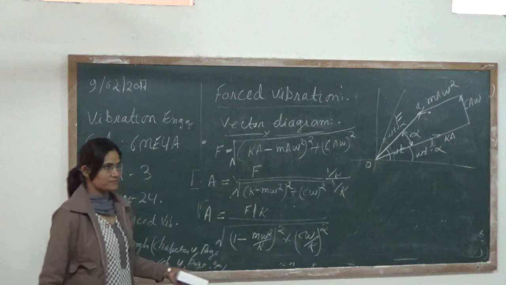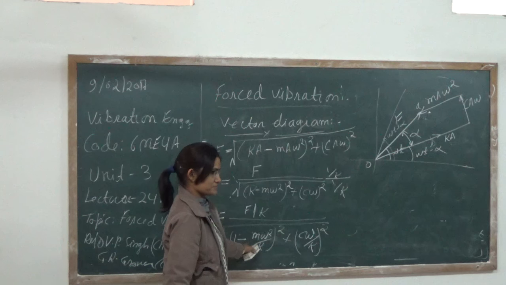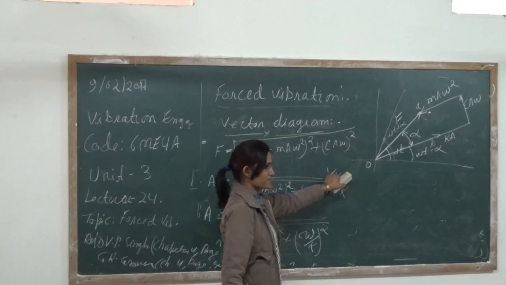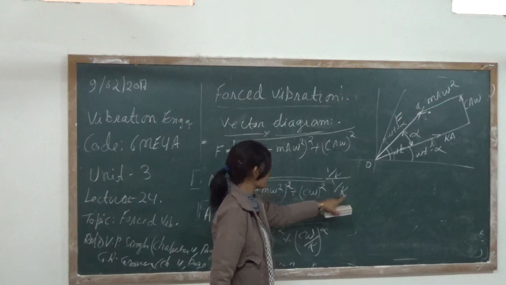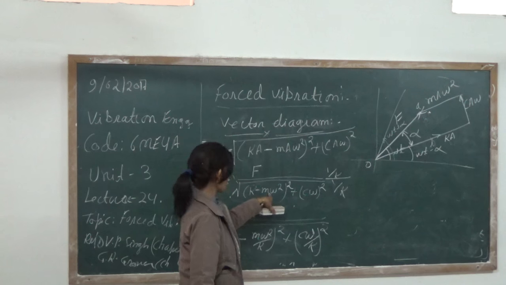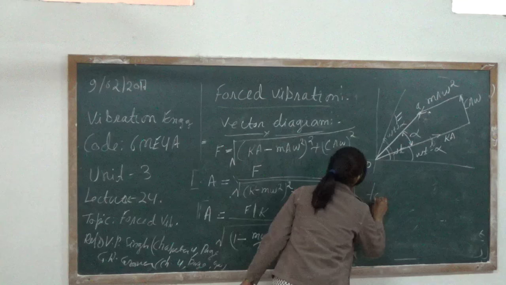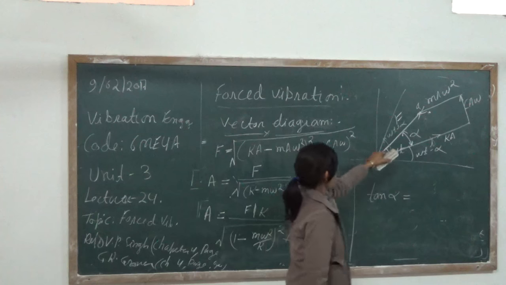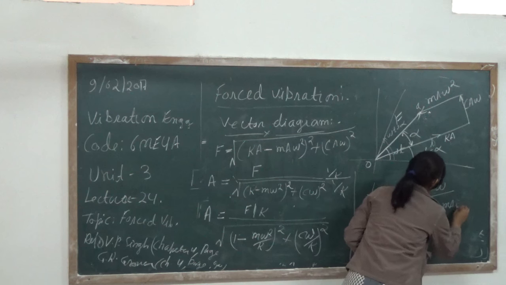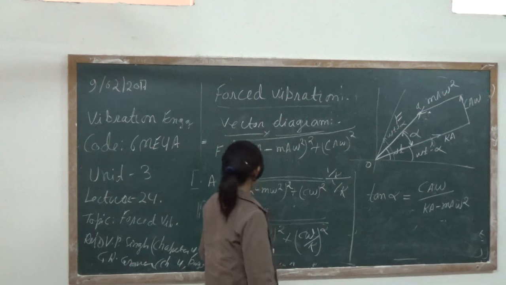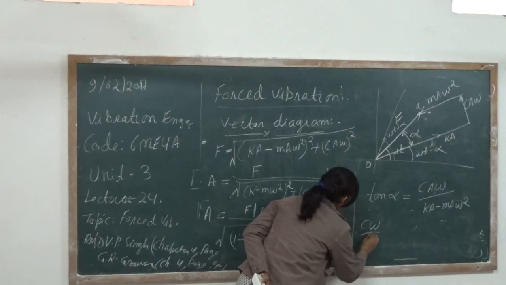Then what will be the phase angle? We have divided by k at the numerator and denominator, 1 by k, 1 by k. K is coming inside the root, then it becomes k square. This becomes 1, this becomes k. The phase angle is tan inverse of c omega upon k minus m omega square. If you further simplify this equation, then c omega upon k.